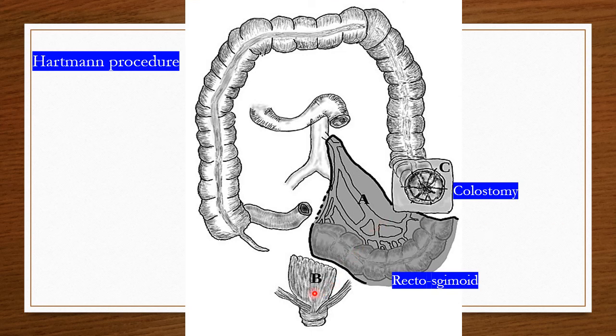Okay, this is a better view. So the whole sigmoid and upper rectum is removed. Rectosigmoidectomy, and this is removed. This part A here is removed. Part B is the stump that is left behind, the rectal stump. You close the cut edges with sutures or stapling and leave it behind. Then the proximal end of the descending colon is brought out in the left iliac fossa as an end colostomy.